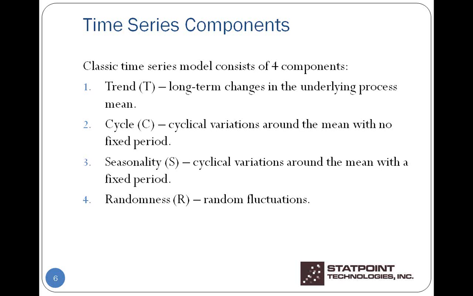There are also seasonal effects, which are cyclical variations around the mean but having a particular fixed period. The unemployment rate has definite seasonality. As we'll see, unemployment is high at the beginning of the year and during the summer months, and relatively low in the spring and the fall. And then finally, there's randomness, which is everything else. It's the random fluctuations around the trend, the cycle, and the seasonality.